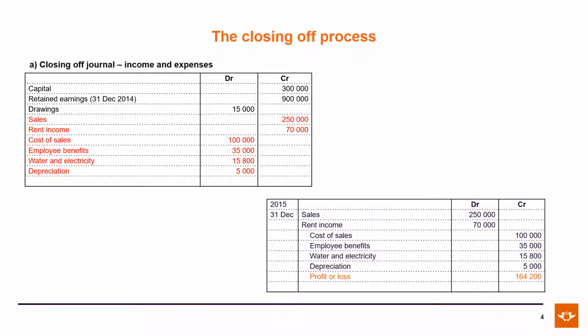First entry, the closing off journal for income and expenses. Firstly, sales and rent income have credit totals. To close them off, you will need to debit the sales and rent income account. Secondly, the expenses, which are cost of sales, employee benefits, water and electricity, and depreciation, have a debit total. To close them off, you need to credit those accounts. The difference between the two sides gives you a profit of 164,200, which goes to your profit or loss account.